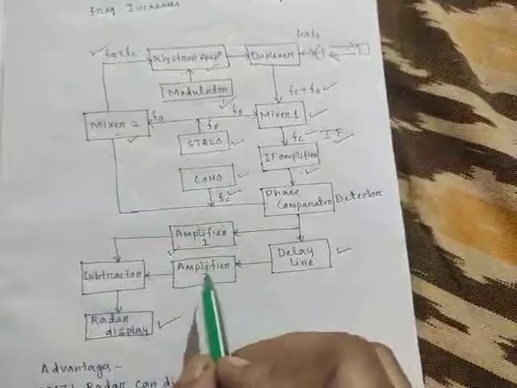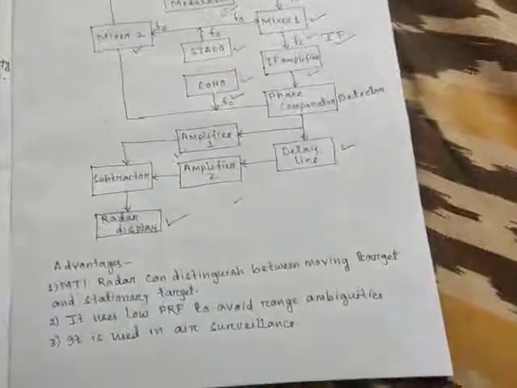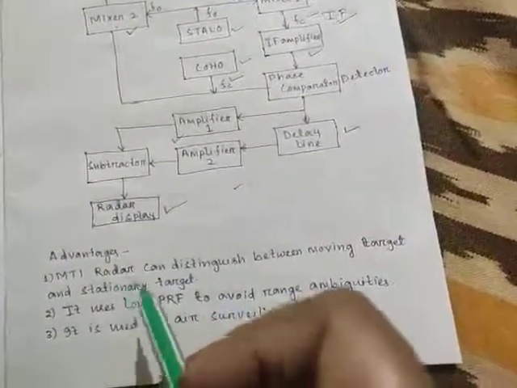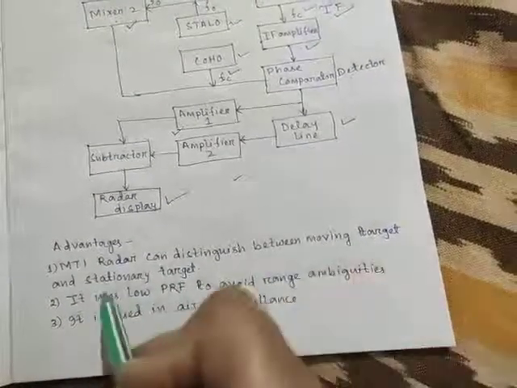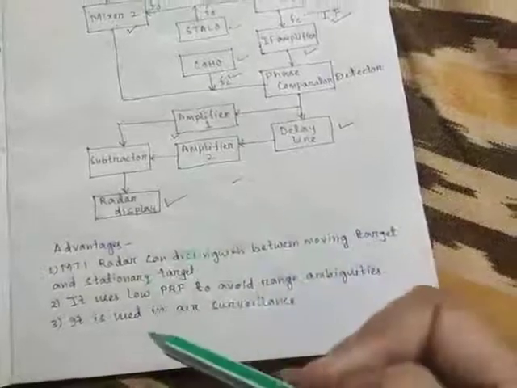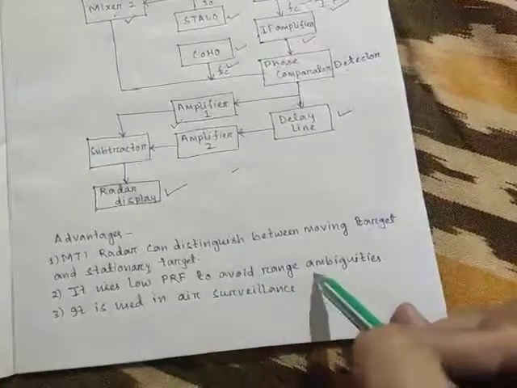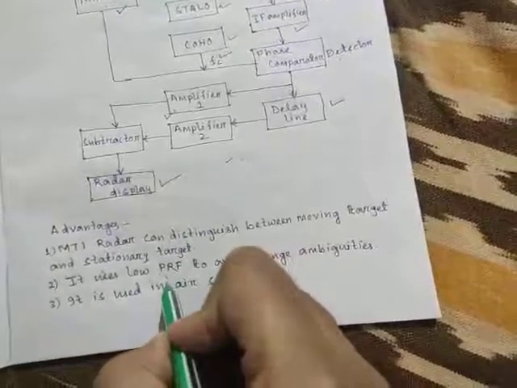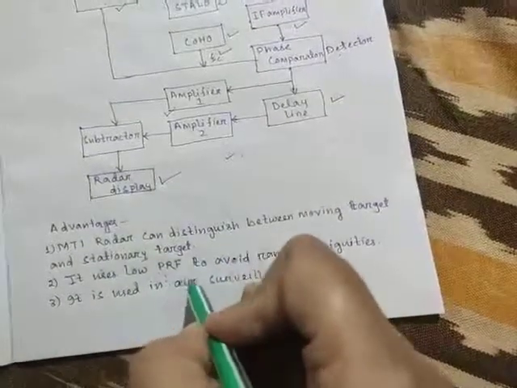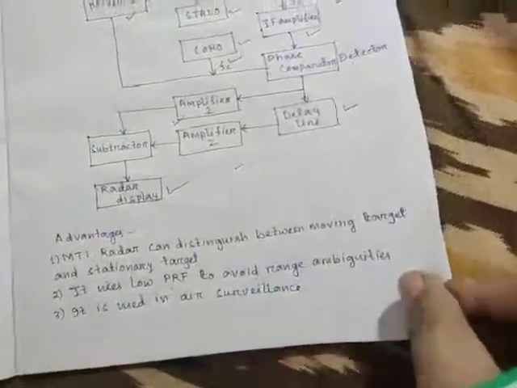This much is the explanation of the block diagram. Then we go for the advantages. Advantages of MTI radars are: MTI radar can distinguish between moving target and stationary target, as we discussed before. Then it uses low PRF to avoid range ambiguity. PRF means pulse repetition frequency, which we have discussed before. Then it is used in air surveillance. Then disadvantages.